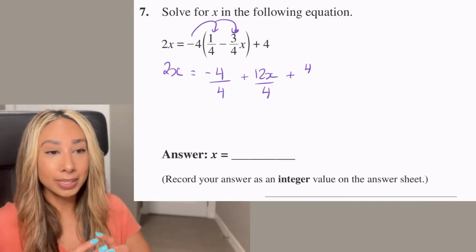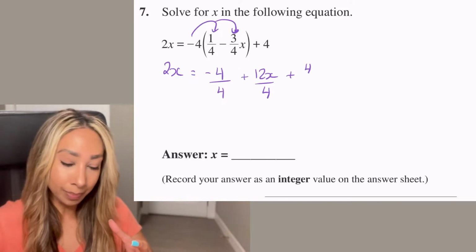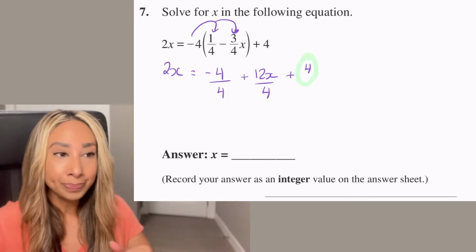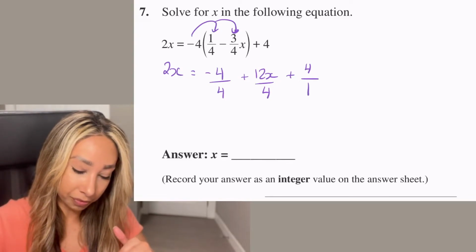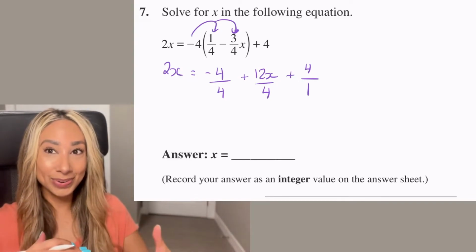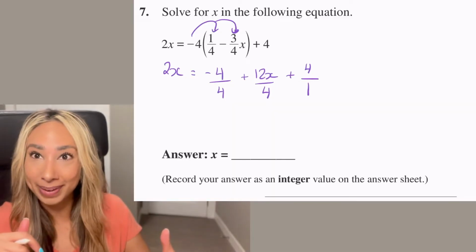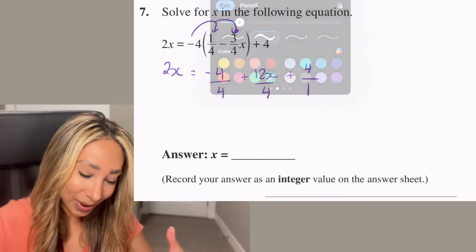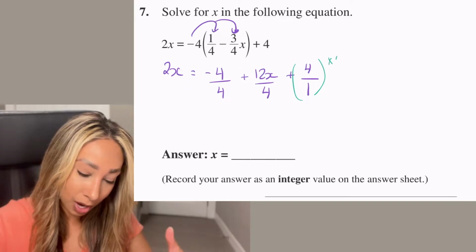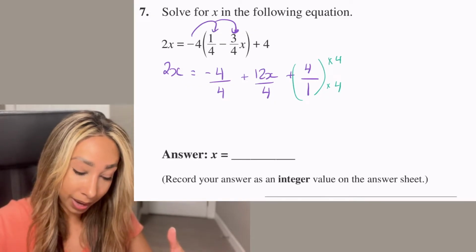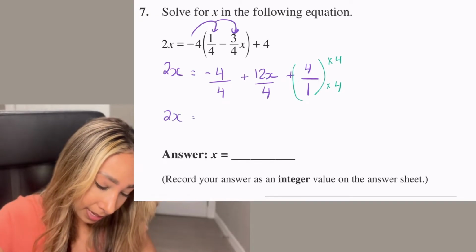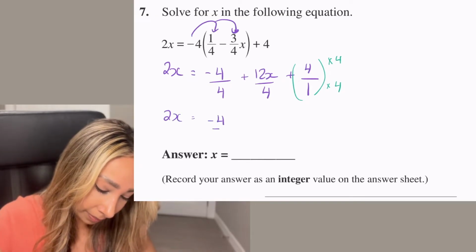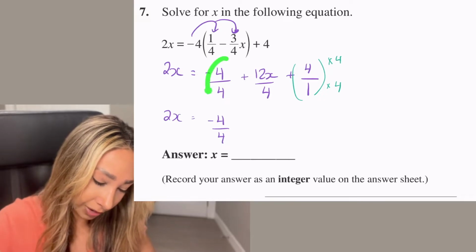Now, one thing that I noticed is I want to simplify this as soon as I can. However, this whole number doesn't have a denominator of 4. So I'm going to first convert it into a fraction by putting a 1 under it, basically. And then I'm going to multiply both the top and the bottom by 4. So when I simplify that, that's going to give me -4 over 4, which is our original fraction here.